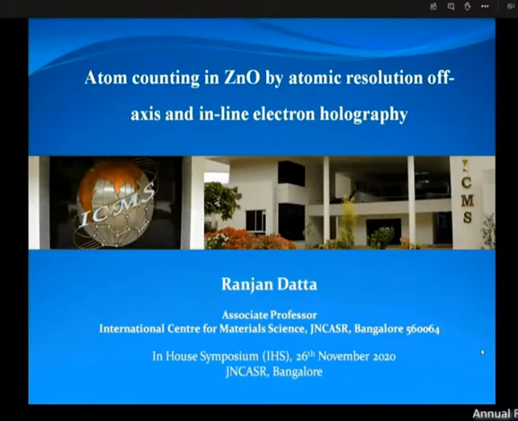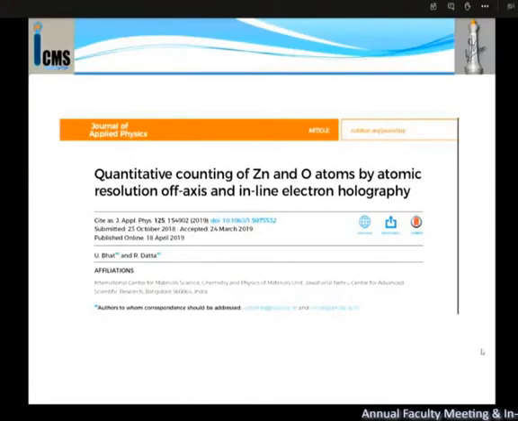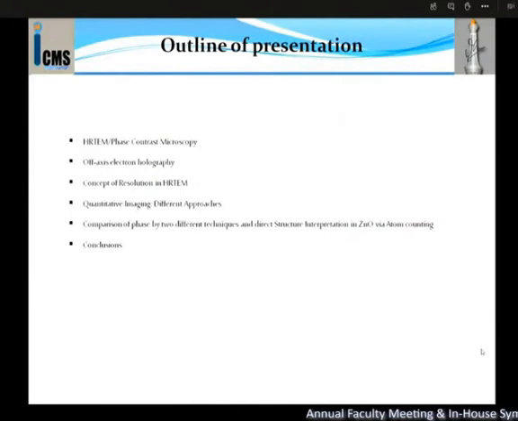So the title of my talk, as you can see, is atom counting in zinc oxide by atomic resolution off-axis and inline electron holography. This is a work we published in the Journal of Applied Physics last year. These are actually two advanced microscopy techniques which we use generally to answer very specific materials questions.